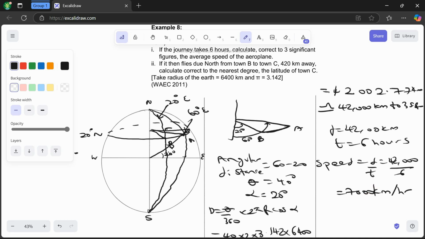Great. It now says that it then flies due north from town B to town C. So this is town B to a town C somewhere 420 kilometers away. Calculate, correct to the nearest degree, the latitude of town C. So let's assume that this is town C.